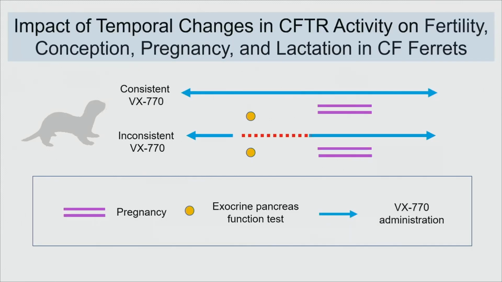We use the same method, the G551D ferret. We divide them into two groups. One is on VX-770 the whole life. The other group is discontinued at about 3 to 4 months of age. Then we wait for the ferrets to mature at 6 months, breed them, and then put them back on the VX-770 to keep the ferrets healthy.